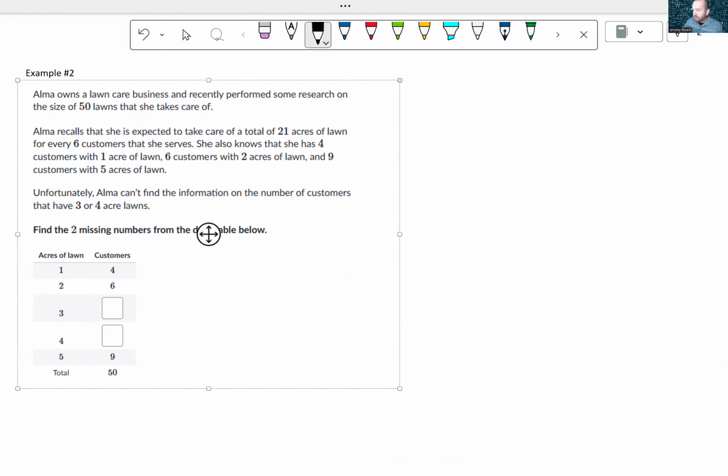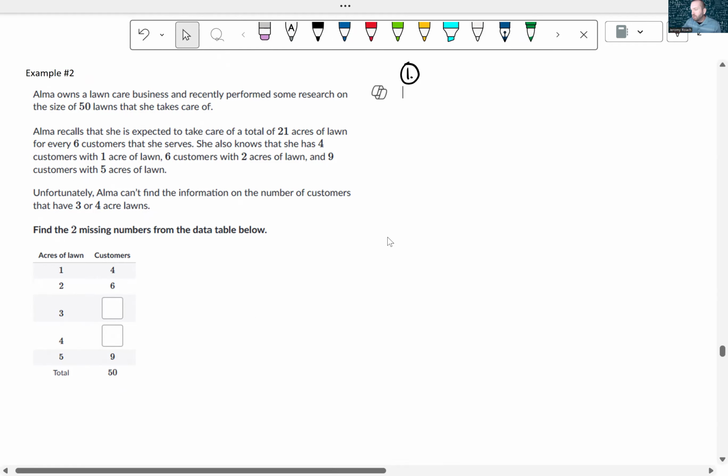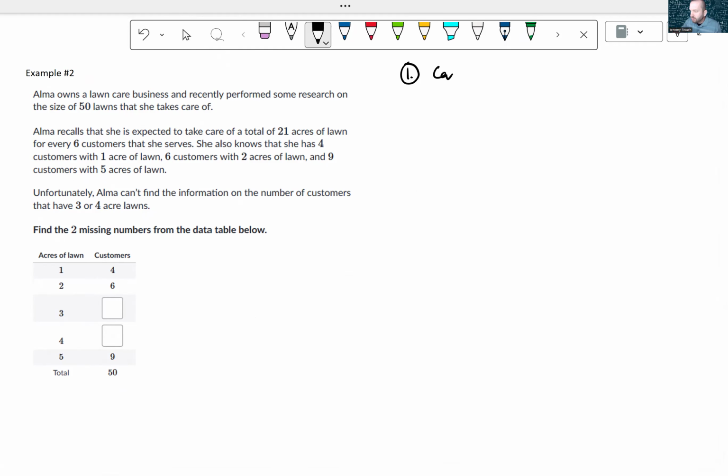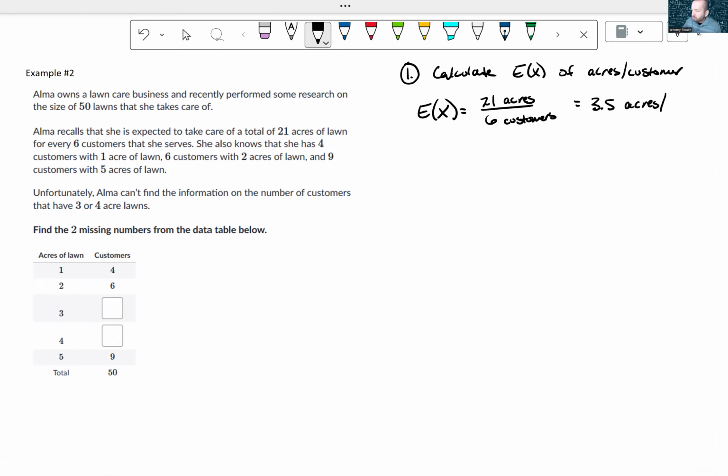So the first thing that we should do here is find the expected value of acres per customer. So we'll calculate the expected value of acres of lawn per customer. For our expected value of that, we had 21 acres for every 6 customers. And if we write that as a decimal, that's 3.5 acres per customer.